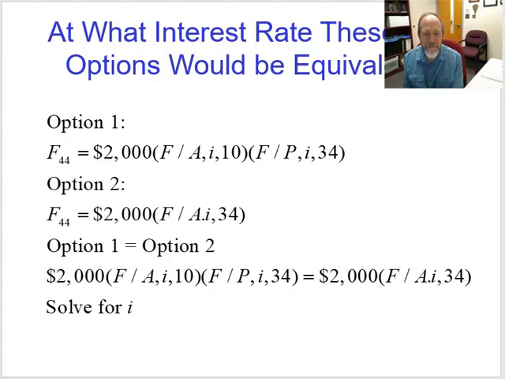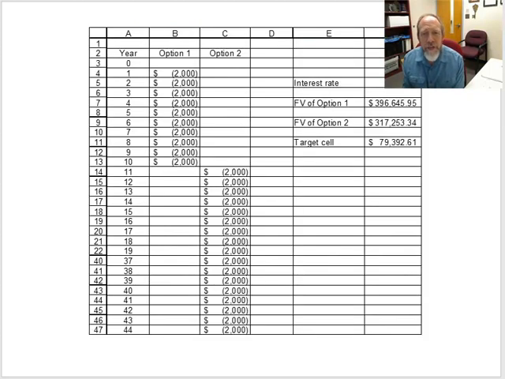Okay, now, another thing that you can solve for, and this is just a good hypothetical, at what interest rate would these two options be equivalent? Well, really what we're going to do here is set up a spreadsheet, do the calculations, and get the future value of each of the two options. And the target cell that you see in here, if you can see it, is the difference of the two, $79,392.61. So what I'm going to do is tell you that there's a way in Excel to get that target cell to 0.